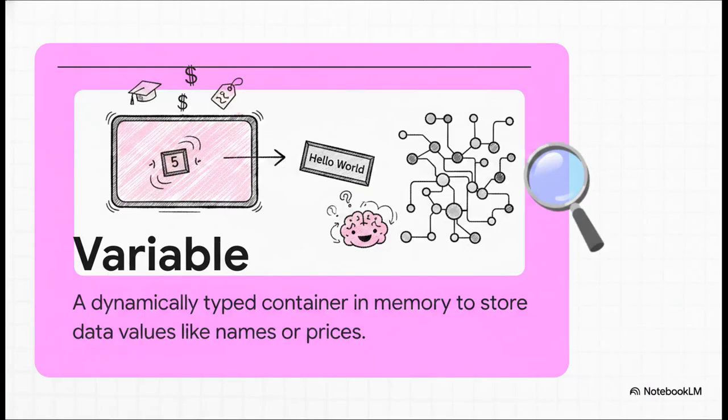Think of a variable as a simple container inside your computer's memory. We use it to store data, like a student's name, their marks, or maybe the price of an item. Now, notice the phrase dynamically typed here. That is super important. In Python, one variable can hold an integer right now, and later on you can toss a text string into that exact same container. Python is smart enough to handle the whole shebang automatically.